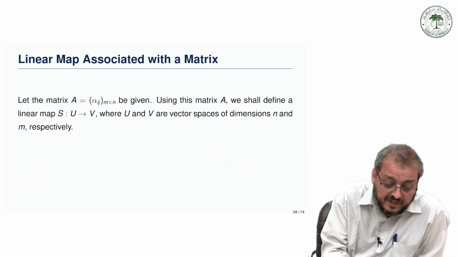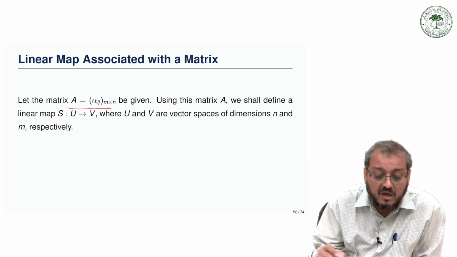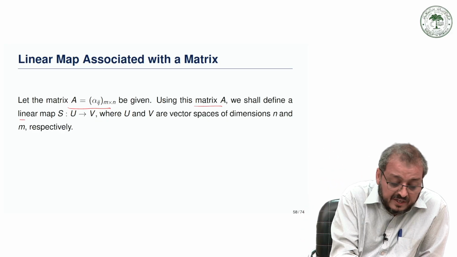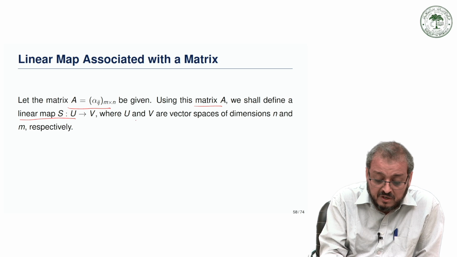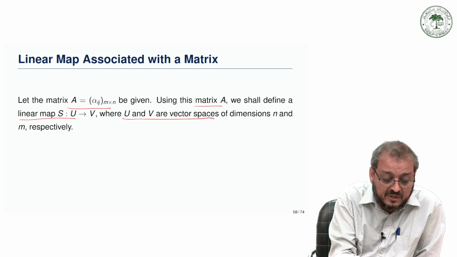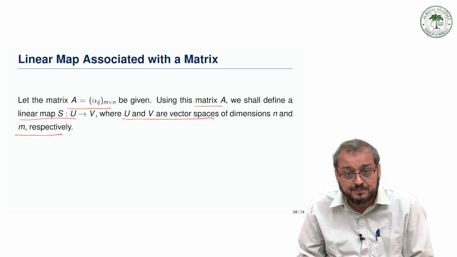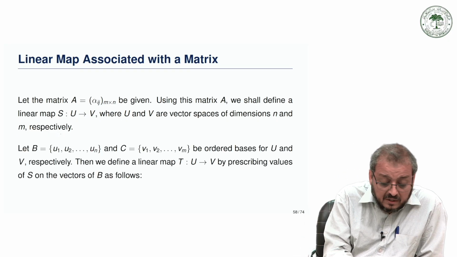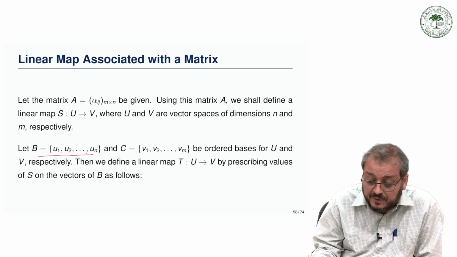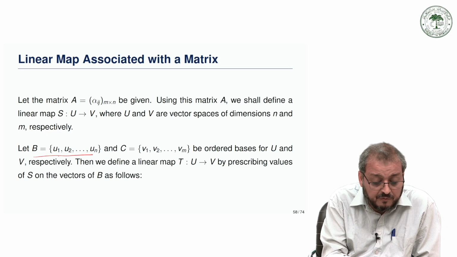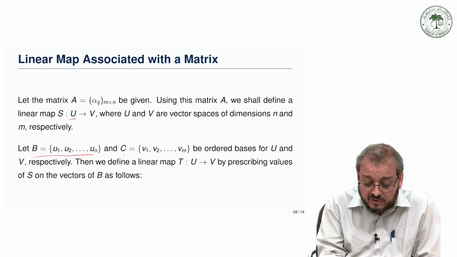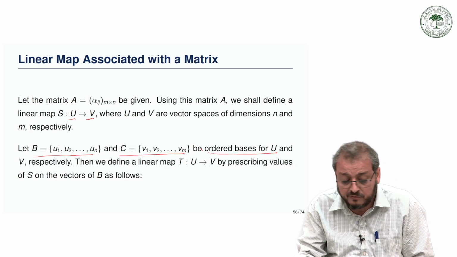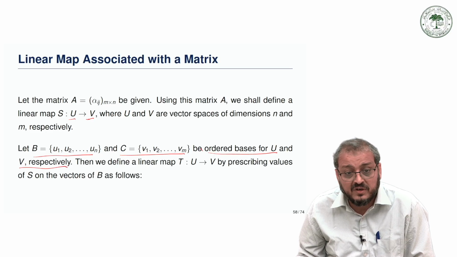Okay, so that means let A be any matrix, A equal to alpha ij, m by n, be given, and using this matrix A, we shall define a linear map S from U to V, where U and V are vector spaces of dimension n and m respectively. So let B equal to U1, U2, up to Un be a basis for U, and C equal to V1, V2, up to Vm be a basis for V, the ordered bases for U and V respectively.